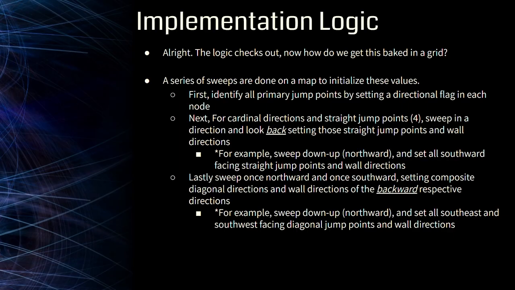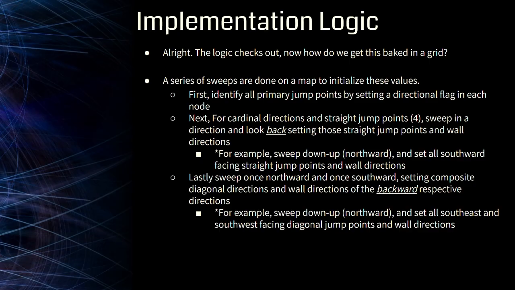Then, for cardinal wall directions and straight jump points, which there's 4 of them, we sweep in one of those cardinal directions, and then look in the reverse of that direction, setting those straight jump points and wall directions. So for example, if we were sweeping down up, which would be northward, we would be setting all southward facing straight jump points and wall directions.